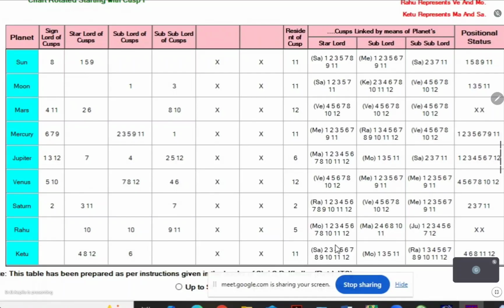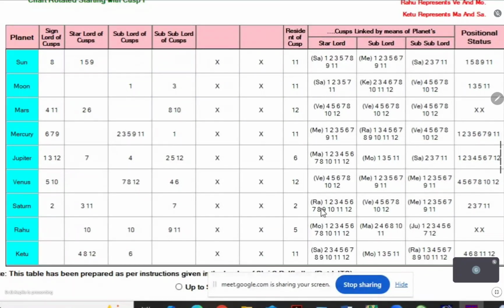Now, how do you calculate? Do you know how to calculate all this? Yes, sir. Rahu as Rahu, representatives, Venus and Moon. No, no, it's not like that. So it means you are not clear about it. So how do we calculate it?